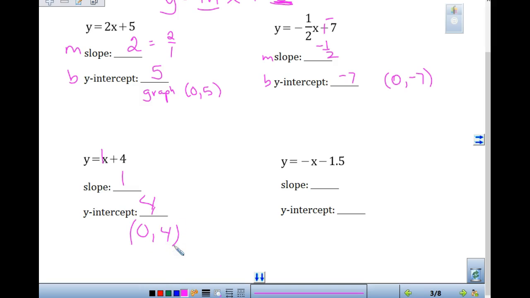Okay. And finally, let's look at this one. Connor, if we have a negative x, what number is out in front of our x, first of all? 1? Okay, so let's put that 1 out again. So, Bo, what would our slope be, do you think? It's whatever's multiplied by x.